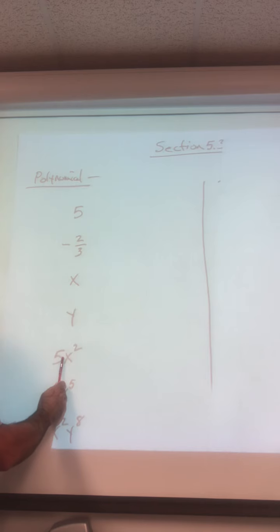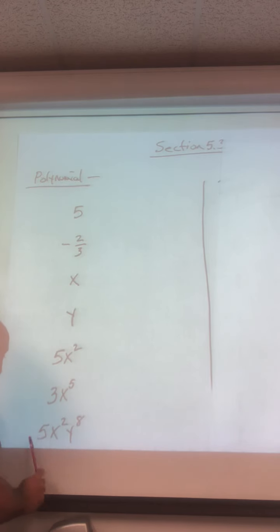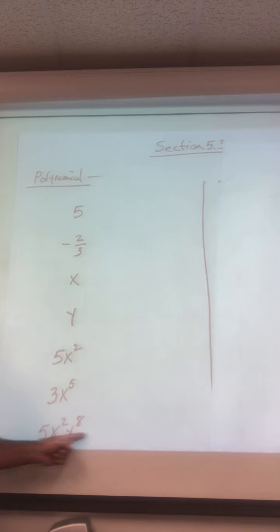Remember we talked about multiplication earlier in one of our videos? Multiplication is like glue. It holds it together. So this is 1 term, monomial. 1 term, monomial. 1 term, monomial, because it's all multiplication. So that is 1 term there, monomial.